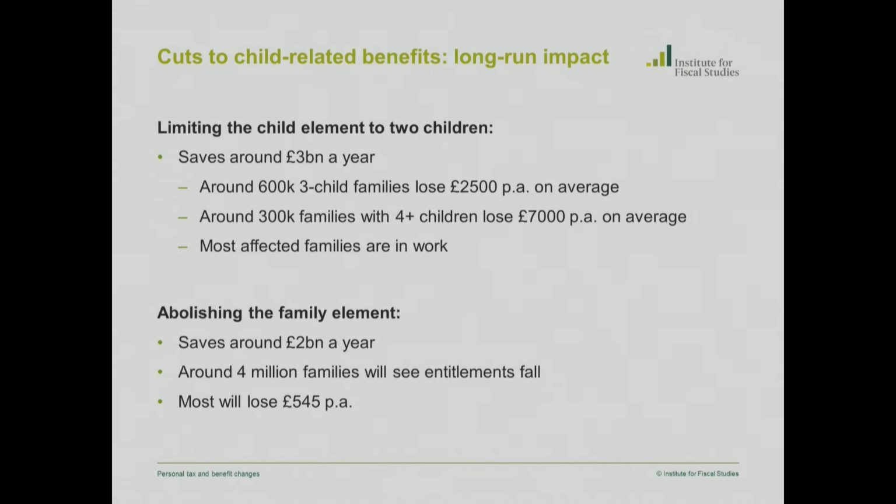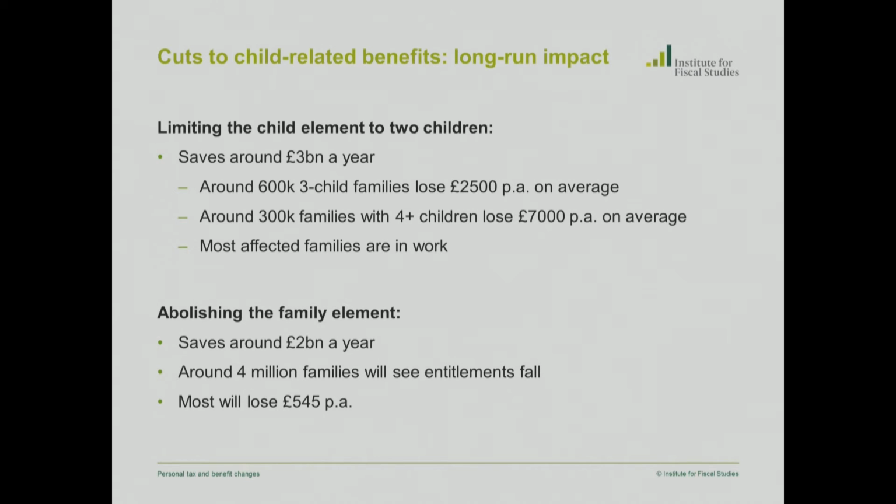So thinking just about limiting the child element to the first 2 children, that's going to save the government about £3 billion a year in the long run. And as Paul mentioned, that's basically because it reduces the entitlement of around 1 million low-income families with lots of children by very significant sums. A good chunk of those families are lone parents, and most of them are in work rather than workless.